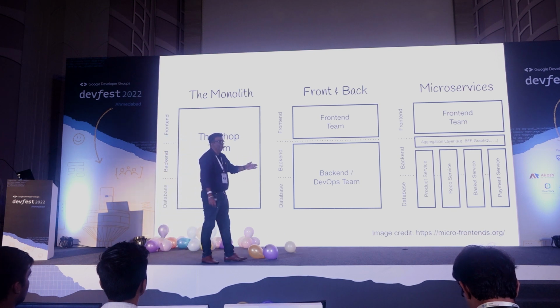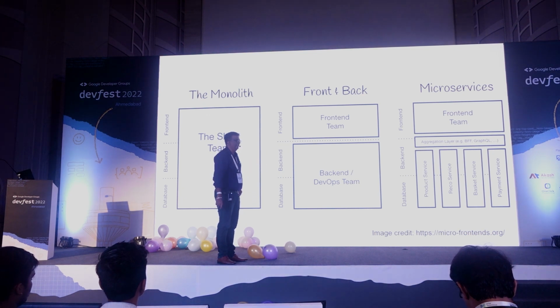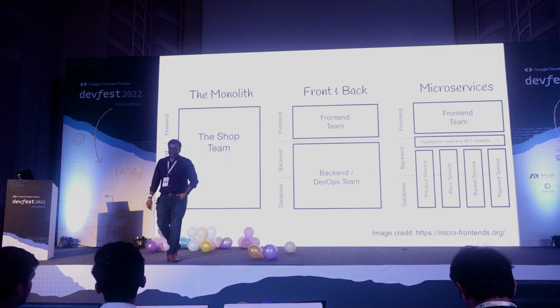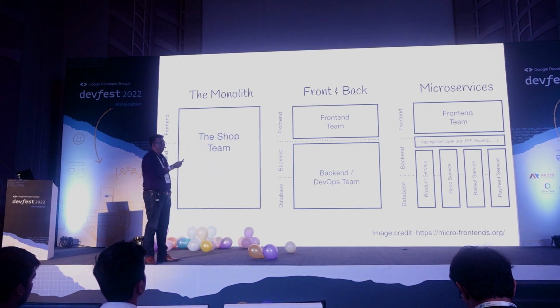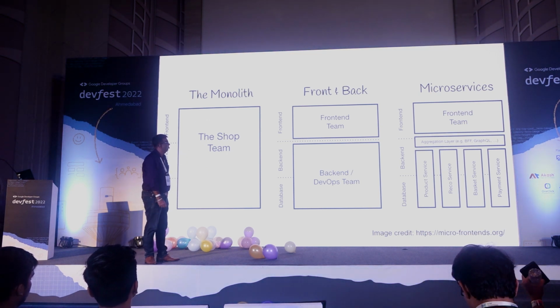Then we come to the era of microservices, right? In microservices, we have different kinds of services: product service, reco service, basket service, and payment service. Then there is an aggregation layer, and your front-end team will be there, right?